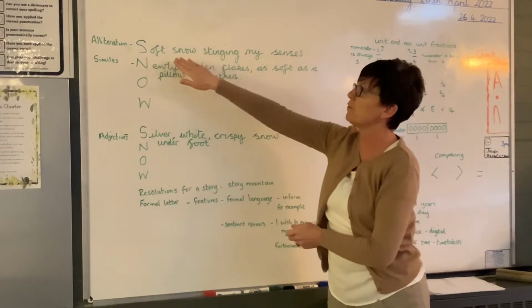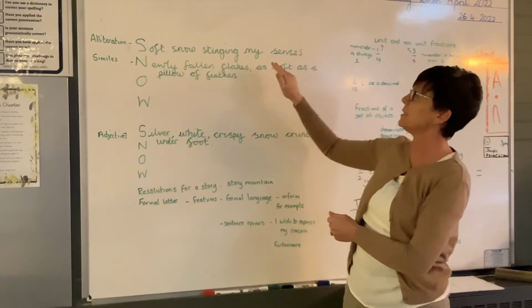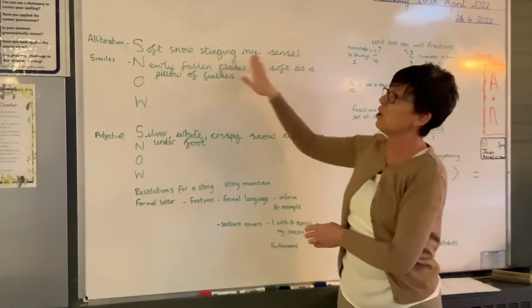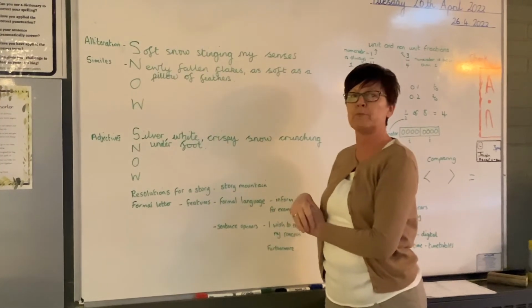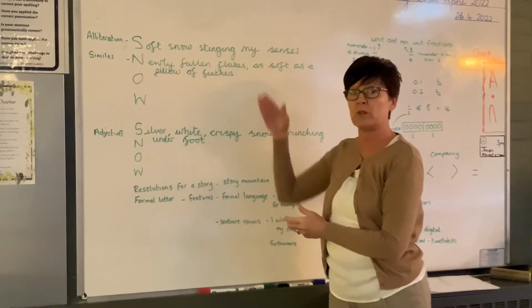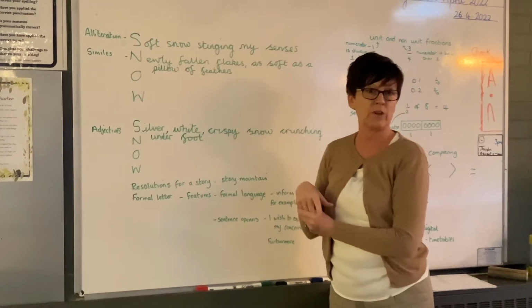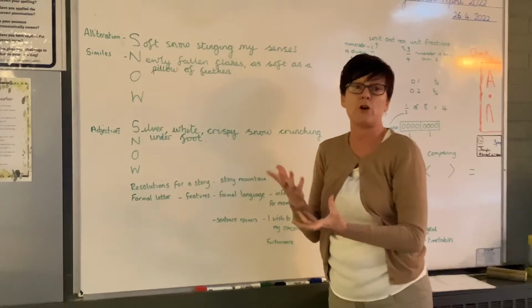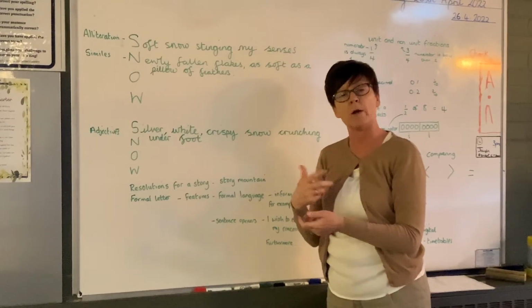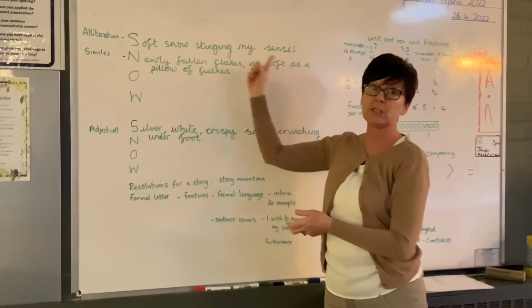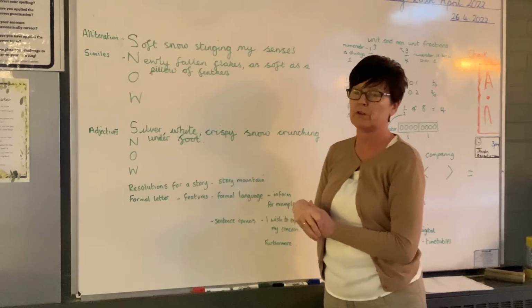So here I've given you an example, and it says soft snow stinging my senses. Now there's lots of S's to that word, so that is using the feature of alliteration within poetry, and we will look at doing that. So whether the children want to have a go at just, perhaps using their own name and coming up with words to describe themselves, but trying to get alliteration amongst it, that would be super if you could do just something like that.